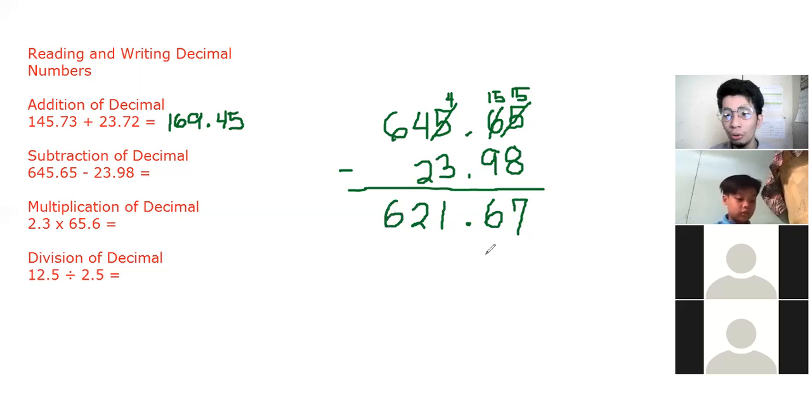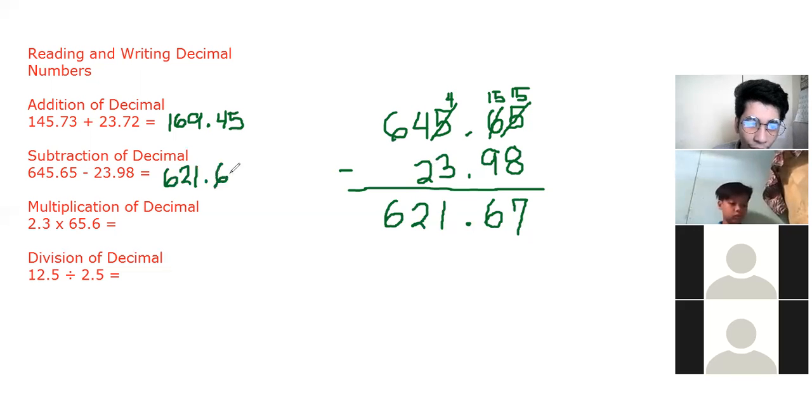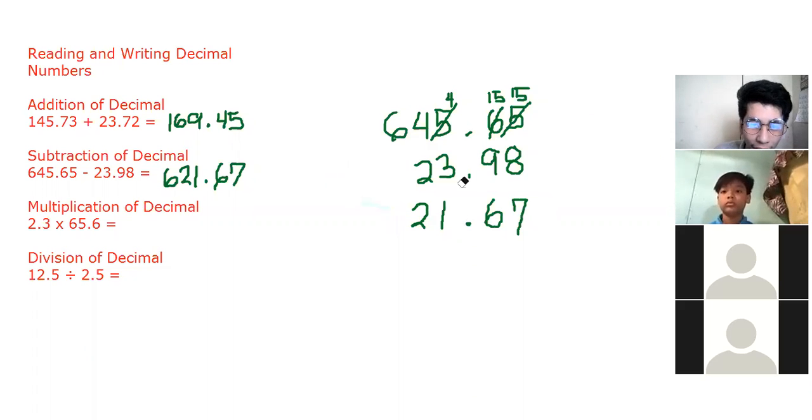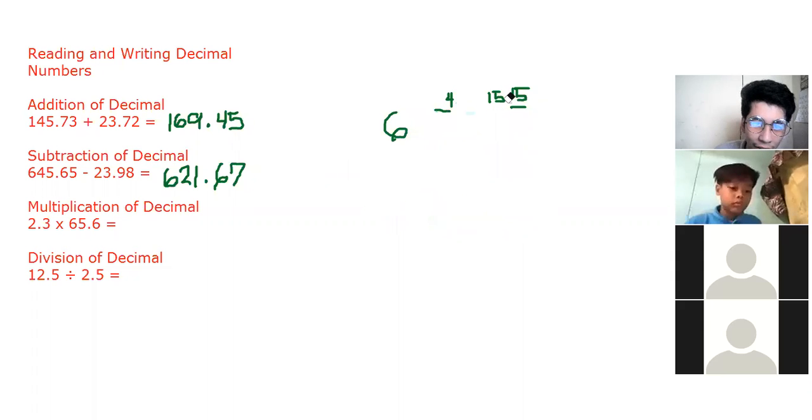So, number 2, meron tayong sagot na 621.67, or 621 and 67 hundredths. May tumama ba sa number 2? Tama ba kayo sa number 2? Okay. 621.67, yes. Okay. So, buburahin ko na. Then, proceed tayo in number 3.